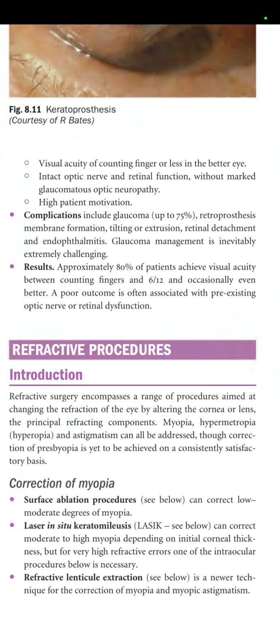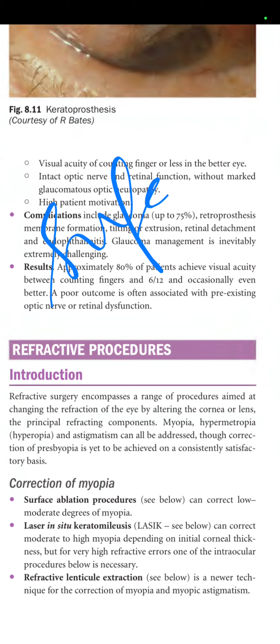Surface ablation procedures can correct low to moderate degrees of myopia. Laser in situ keratomileusis, LASIK, see below, can correct moderate to high myopia depending on the initial corneal thickness, but for very high refractive error, one of the intraocular procedures below is necessary. So there are certain procedures.